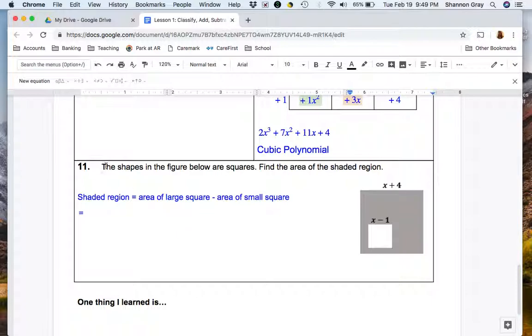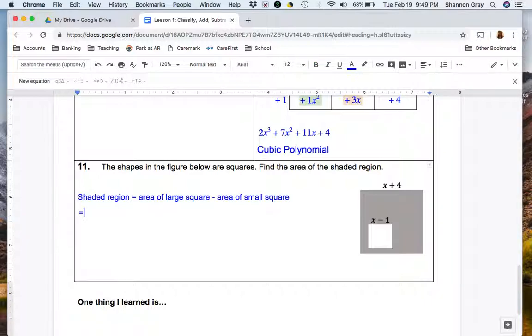Alright, last thing. It says the shapes in the figure below are squares, so that tells us that this side length right here is x plus 4, and this side length right here is x minus 1. So every side is equal to each other. Find the area of the shaded region. Area of a square is just length times width, or side times side. So if we want to find just the area of the shaded region, that's going to be the area of the large square, the square that has x plus 4 as its side length, minus the area of the small square, which is this little white guy right here.